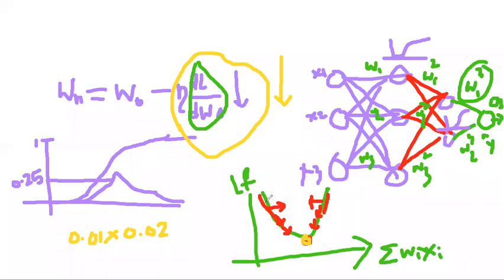So here, let's assume our weight is initially present here. Let's assume this is our old weight, and we need to move to this location. To move to this location, what do we need to do? Every time we need to update the weight.